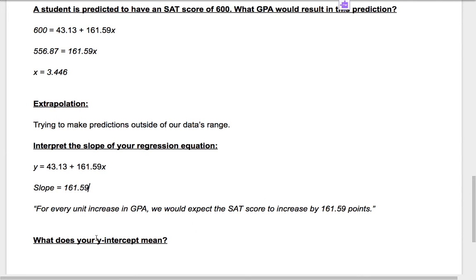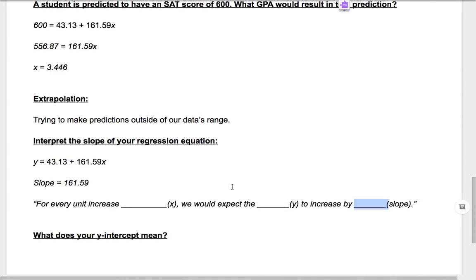Okay, so in general, the template is this. For every unit increase in the x variable, we would expect the y variable to increase by the slope. All right, that's the general template for this. I want you to remember that. Almost memorize it. The slope says for every unit increase in x, GPA, we would expect the y, SAT, to increase by this much. That's what the slope means.